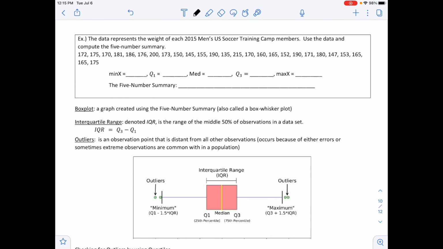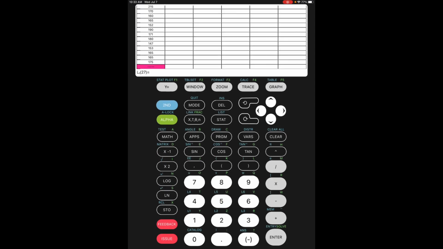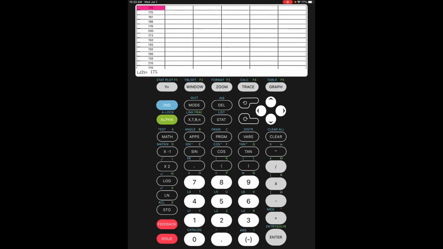So the next example that we have says the data represents the weights of each of the 2015 men's U.S. soccer training camp members. Use the data to compute the 5-number summary. So the weights of these soccer players are listed right there. And in order to come up with our 5-number summary, we're going to have to take a moment and enter in all of this data into L1. On your calculator, you're going to go to Stat, select Enter on Edit, and enter in all the weights into L1, double checking your numbers to make sure that you entered in all those values correctly.